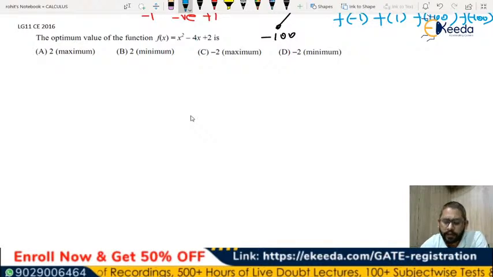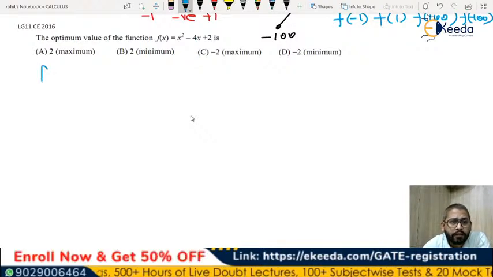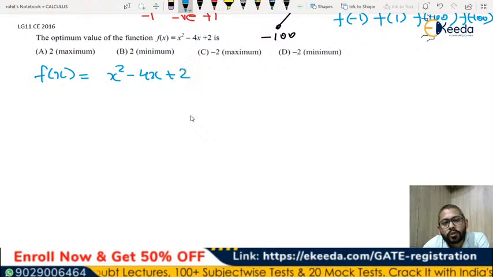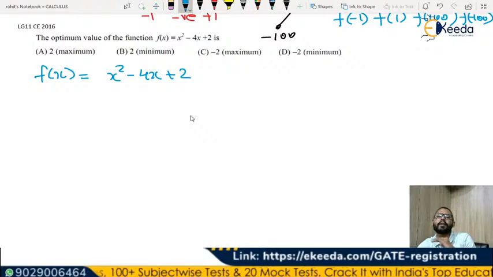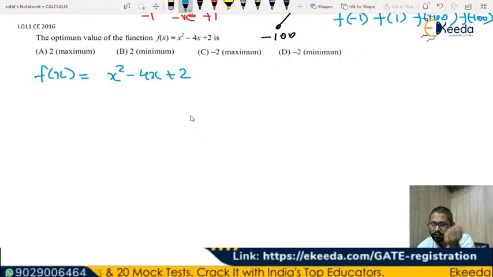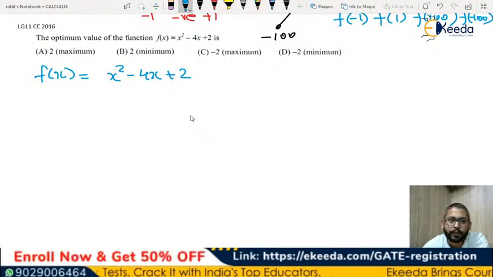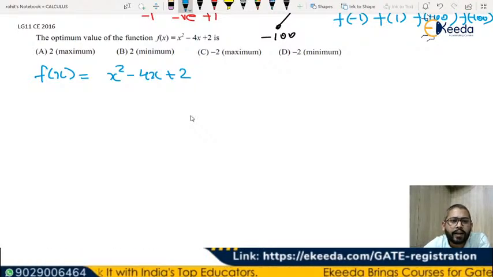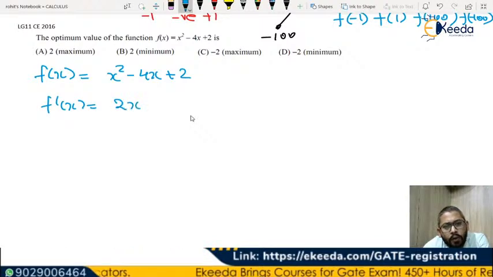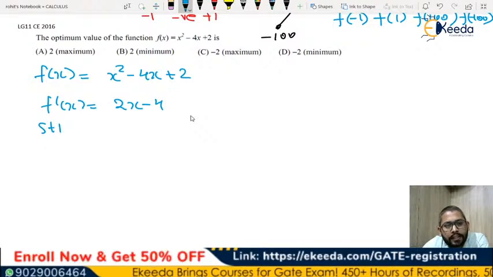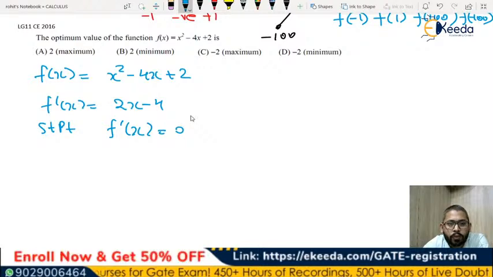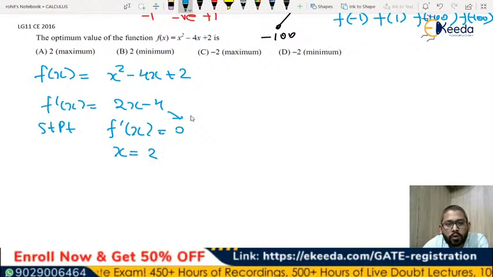Right. So let's talk about this function f of x equal to x square minus 4x plus 2. Let's do it conventionally, right? Because you need this basics of graph also to understand the way I am explaining it. So for this function, we need to find the optimum value. We can find the derivative, which is 2x minus 4. We can find the stationary point, where f dash of x equal to 0. So 2x minus 4 equal to 0 will give you x is equal to 2.